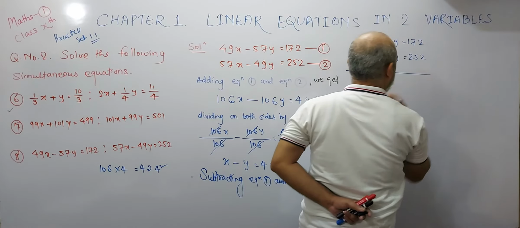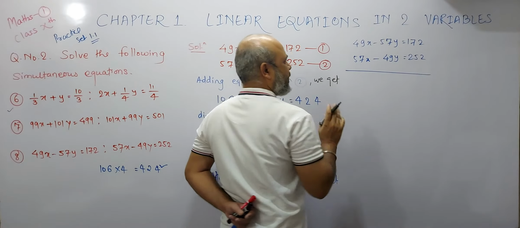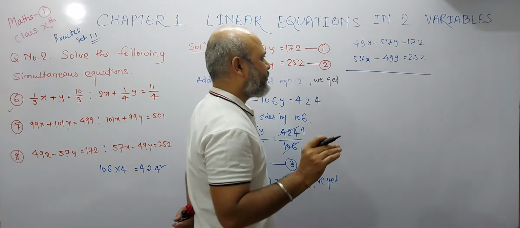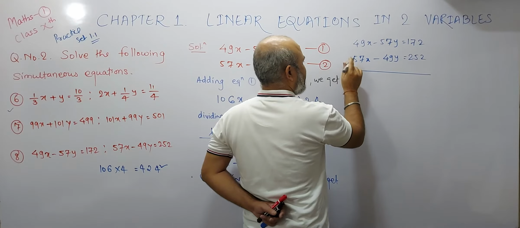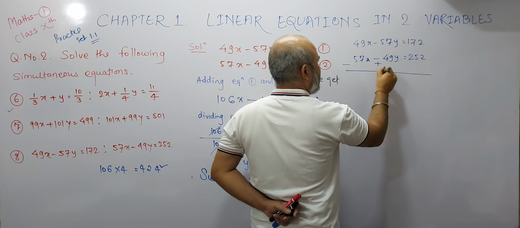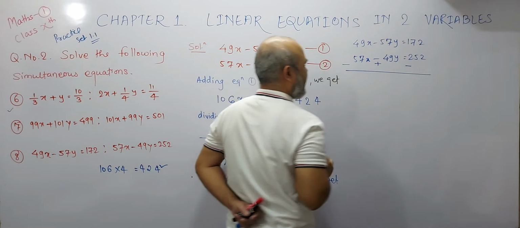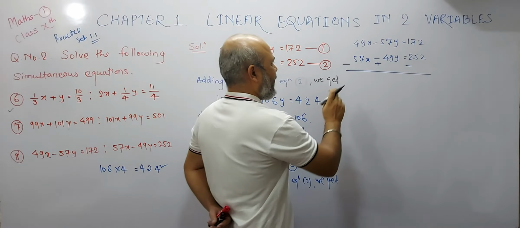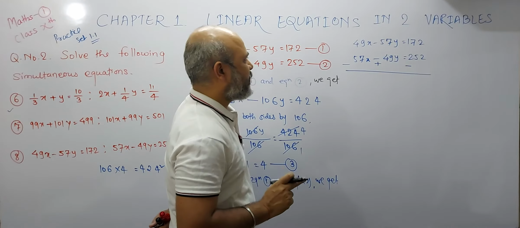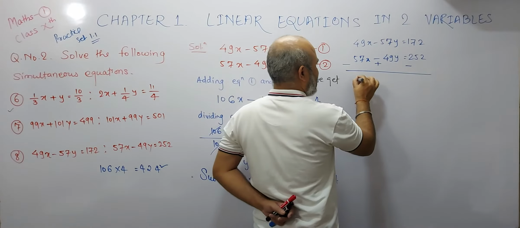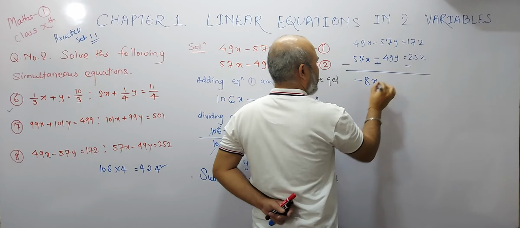Now we are going to subtract. So what you will get, student, when you subtract, you will change all the signs. So this plus becomes minus, this minus becomes plus, this plus becomes minus. Now what will be minus 57x plus 49x? So this will be, student, minus 8x.